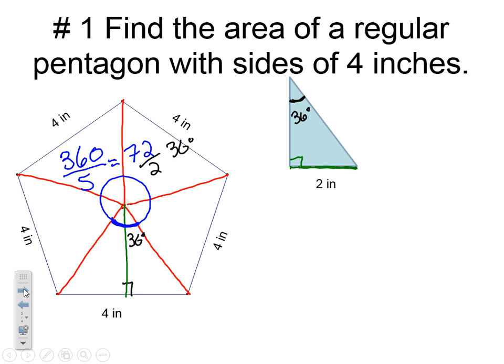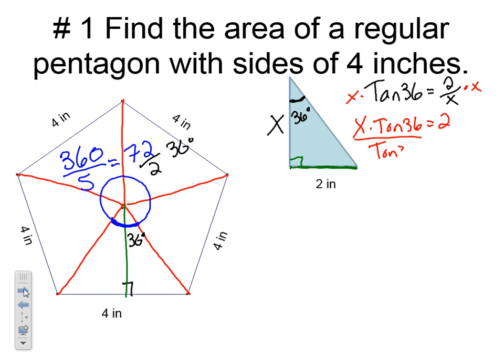Once I know that, I can find my height that I need in order to find the area of this triangle. So when I look at this, I know my angle, and I know the opposite, and I need to know the adjacent. So we're going to use some SOHCAHTOA here. We're going to use tangent. If I take the tangent of 36 equals 2 all over x, to solve for x, I'm going to multiply both sides by x. So I get x times the tangent of 36 equals 2. Divide both sides by tangent of 36.